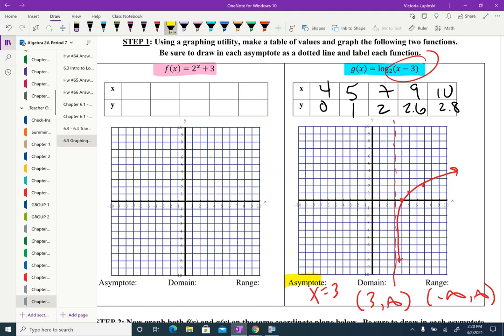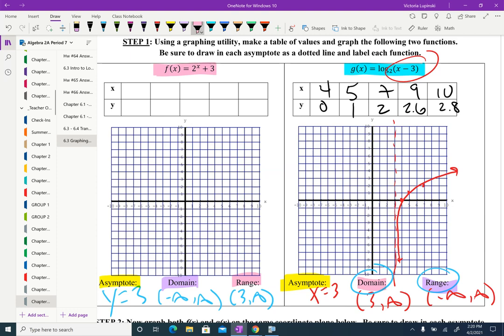So starting with the asymptote, instead of being x equals 3, you're going to have y equals 3. Instead of the domain being 3 to infinity, that's going to be the range. And instead of the range being all real numbers, that's now going to become the domain. So remember, the asymptotes are the same value, but one is x and one is y. The domain and the range should flip-flop.